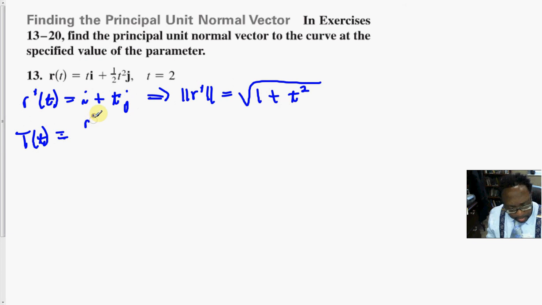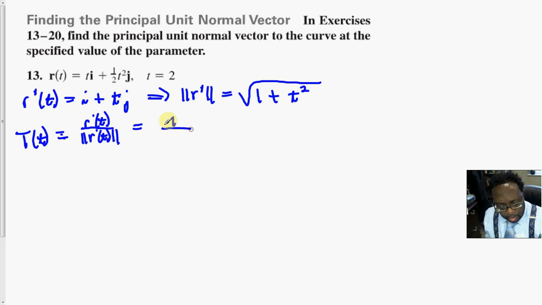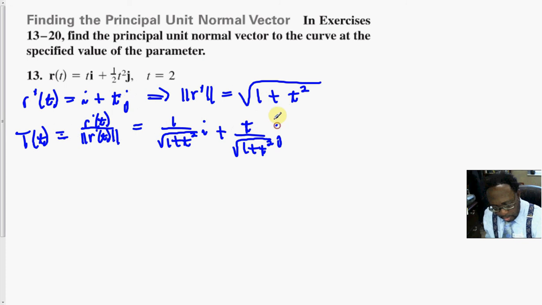So the tangent vector is r prime of t divided by the norm of r prime of t. So this is 1 over the square root of 1 plus t squared i plus t all over the square root of 1 plus t squared j.